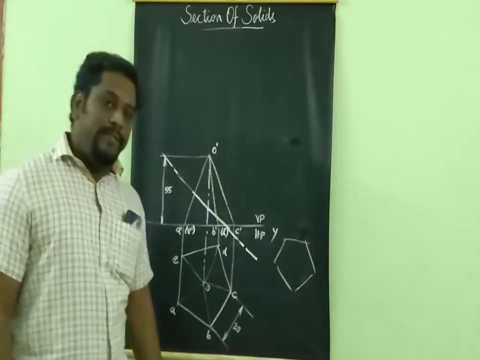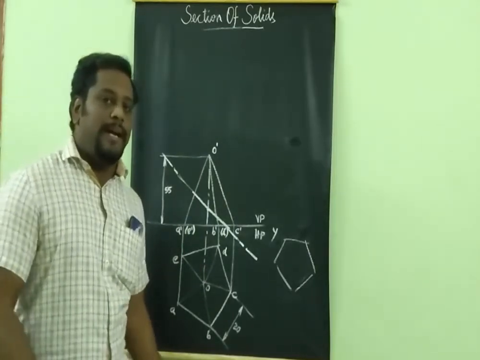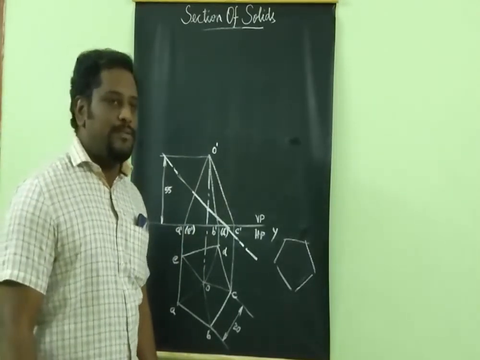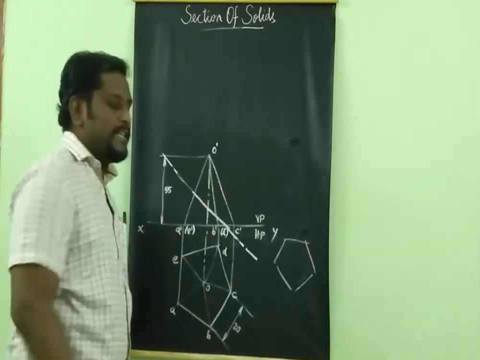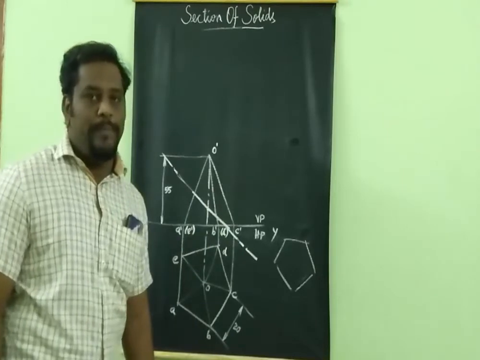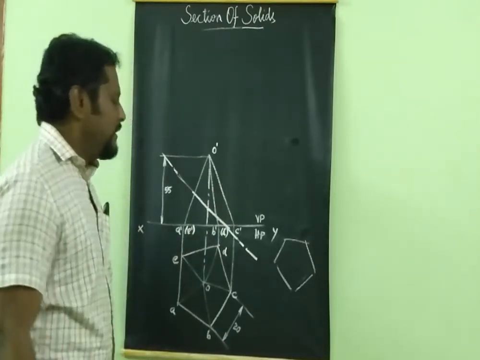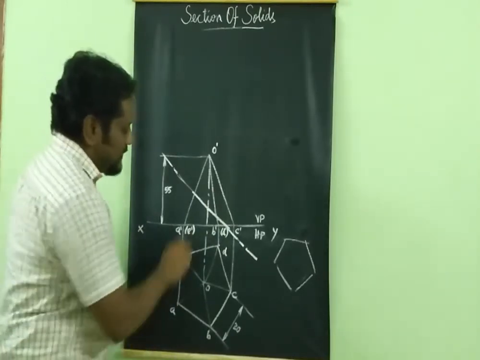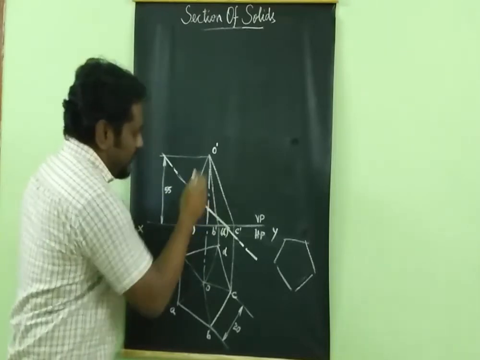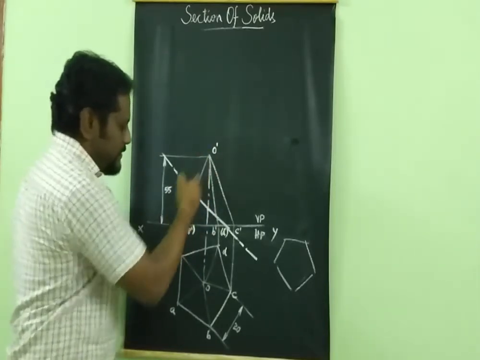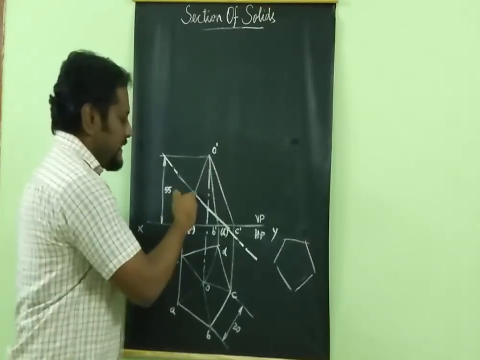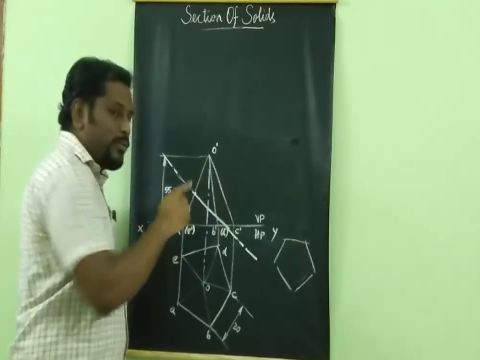Okay. So the difference between the last problem and this problem is that in the last problem the cutting plane cuts only the longer edges, that is the slant edges OA, OB, OC, OD like that. Now the cutting plane cuts the longer edges here, OA and OE. There are two longer edges in this one single line. So it cuts here. So there will be two cutting points.